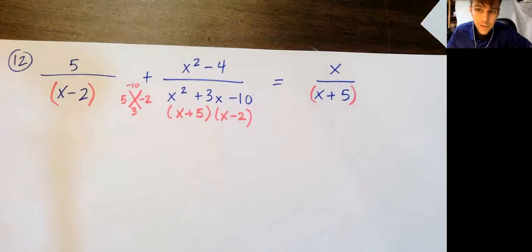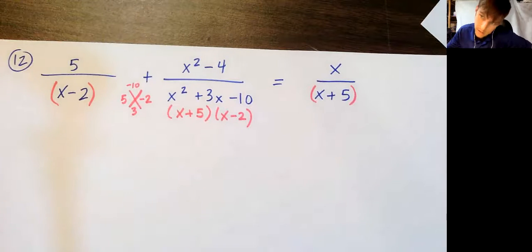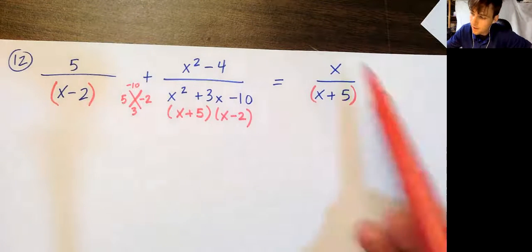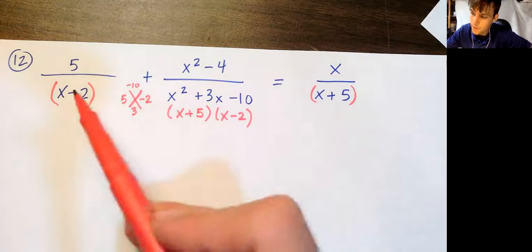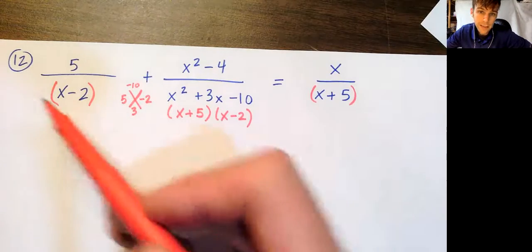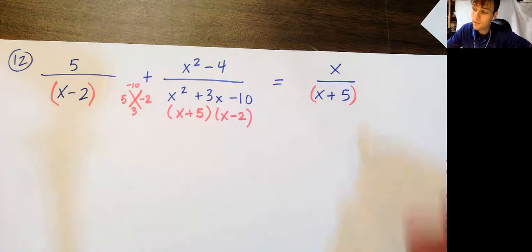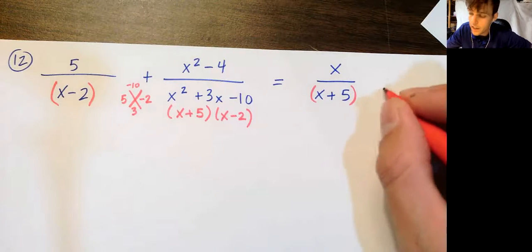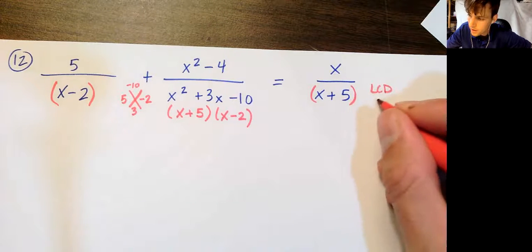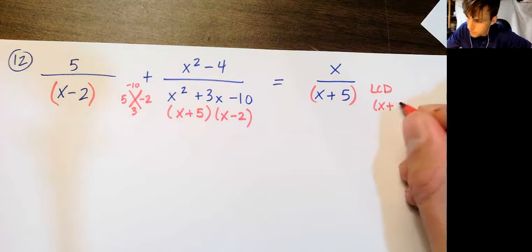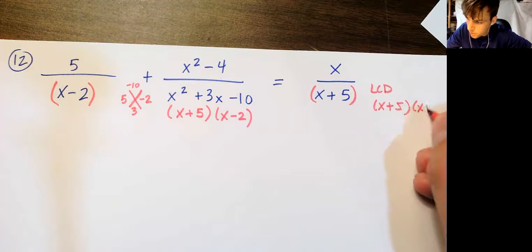All right, so when we go to list out our LCD, convenient, x plus 5, x plus 5, x minus 2, x minus 2. We really only have 2 factors in all of our denominators here. So our LCD is just going to be those 2 factors. LCD is going to be x plus 5 and x minus 2.